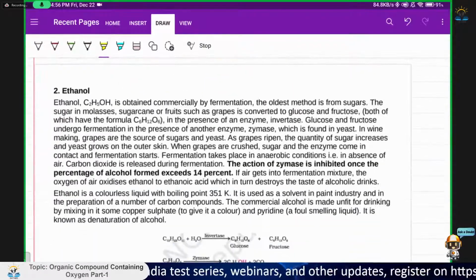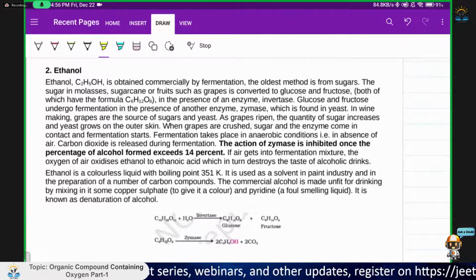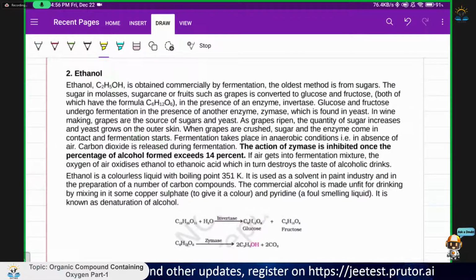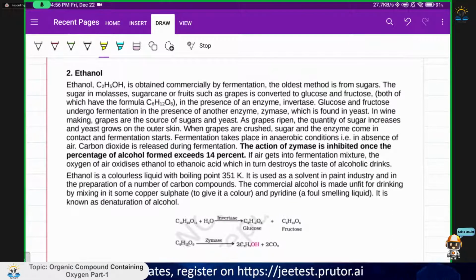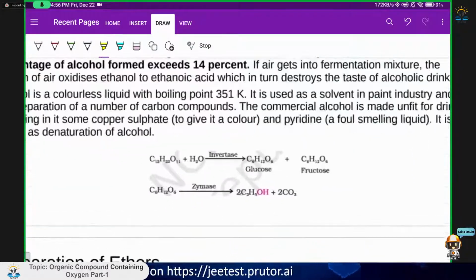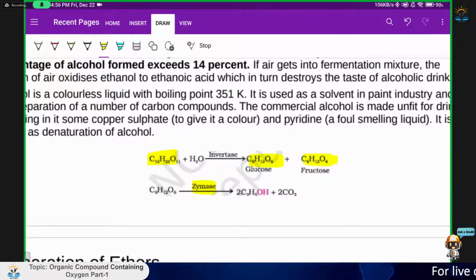About ethanol. From olden times we make ethanol by fermentation of sugars, or of grapes in the case of wine. You have to learn about two enzymes. Invertase converts sucrose into glucose and fructose. Another enzyme is zymase. It converts glucose and fructose into ethanol.